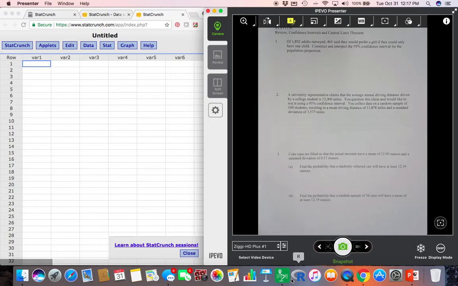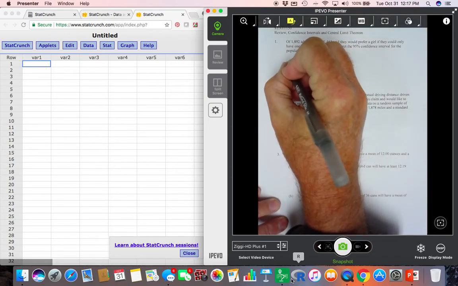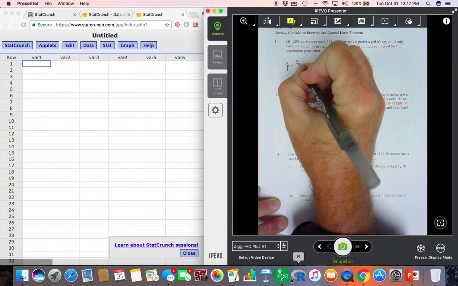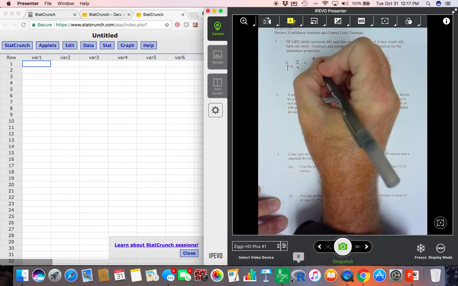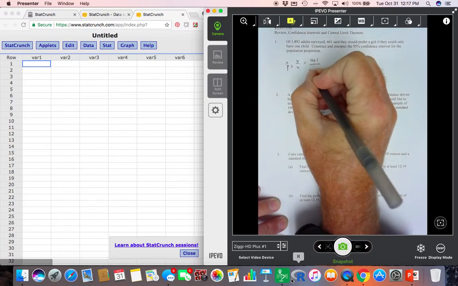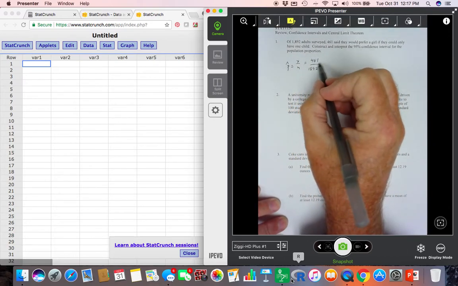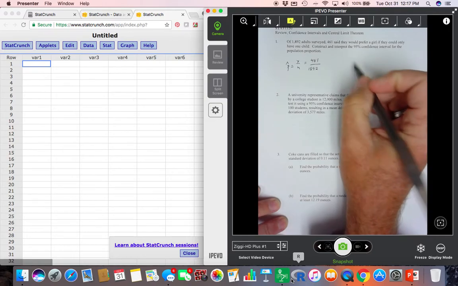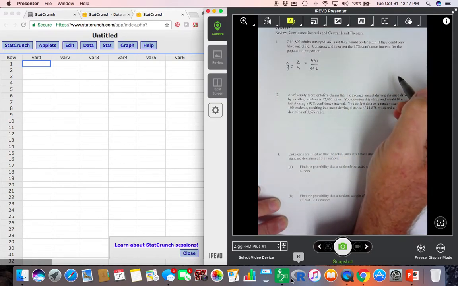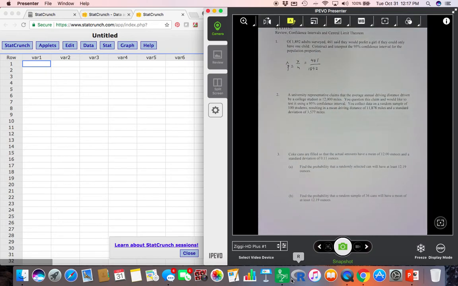The first question says, of 1,892 adults surveyed, 461 said they would prefer a girl if they could only have one child. Construct and interpret the 95% confidence interval. So guys, what I see here is that our sample proportion p-hat, which is x over n, is 461 out of 1892. I want to take this value, build margin of error around it and create a 95% confidence interval, and then provide the interpretation.